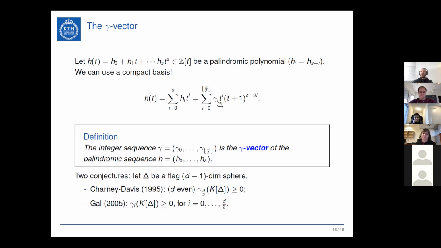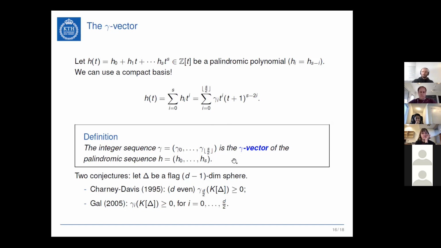So we can use these palindromic polynomials. And I say more compact because these are actually roughly half as many as the monomials t to the i. And this new expansion defines coefficients gamma i. Okay, so it defines integer coefficients gamma i, which a priori are integers, but they can be either positive or negative. And this sequence is called the gamma vector associated to the palindromic sequence H, which is the H vector.